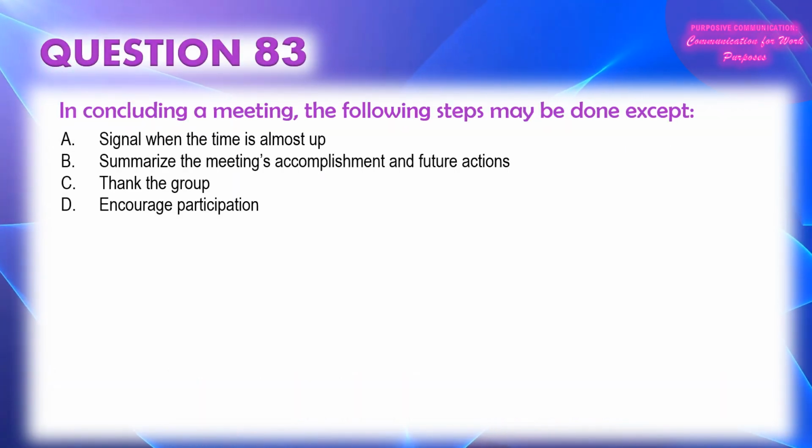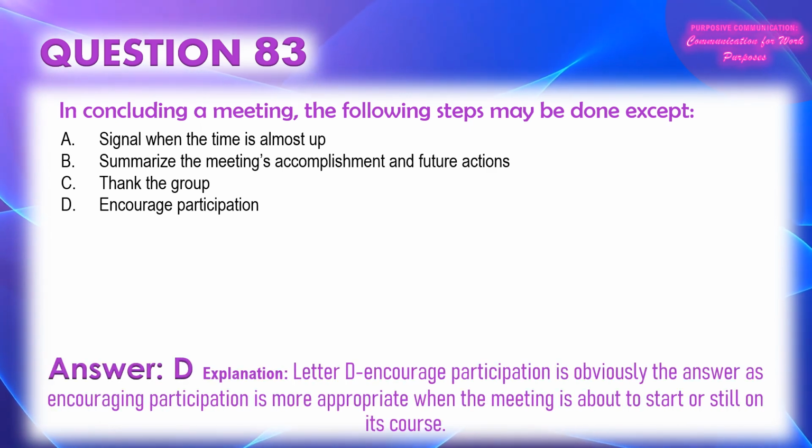Question 83. In a concluding meeting, the following steps may be done except. Answer: D. Encourage participation. Letter D. Encourage participation is obviously the answer, as encouraging participation is more appropriate when the meeting is about to start or still on its course. If you are about to end the meeting, you would not encourage participation but would rather do the first three choices.